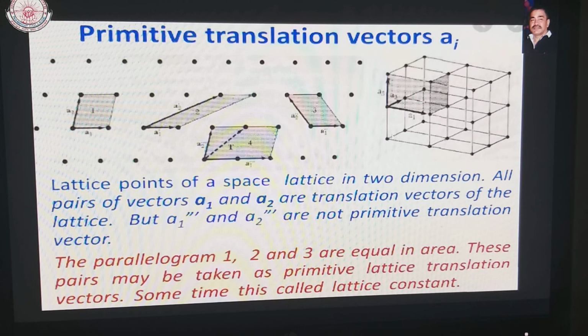Similarly, you can also find out the three-dimensional array. In case of three-dimensional also, we can use primitive translation vectors to describe the whole structure.